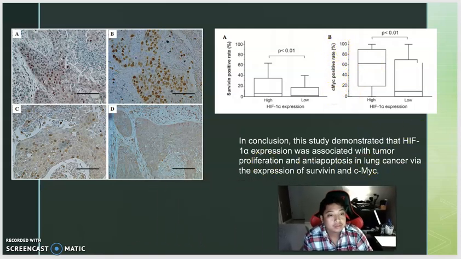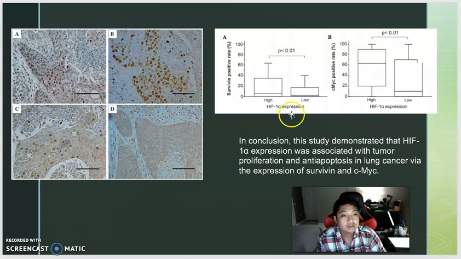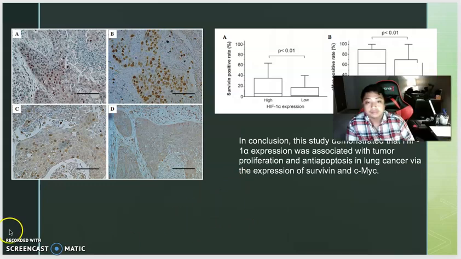So in conclusion from this article, this study demonstrated that the HIF1 alpha expression was associated with tumor proliferation and anti-apoptosis in lung cancer via the expression of survivin and C-MyC.